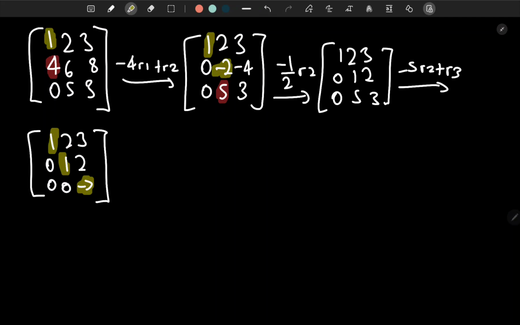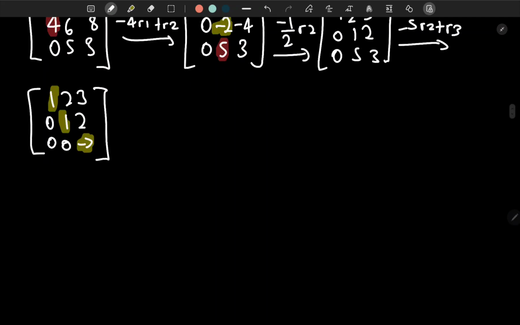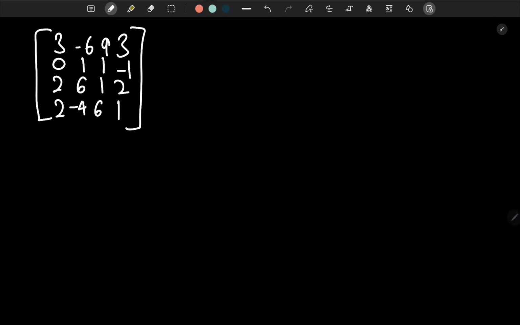Now let's do an example of a 4 by 4 matrix. So we have 3 -6. Okay, this is going to take a while to write, so I'm just going to quickly write it. So here now we have a 4 by 4 matrix, and let's begin. The first pivot that we have in the first row is going to be 3, and we realize that we have numbers below it, which is this 2 over here and this 2.